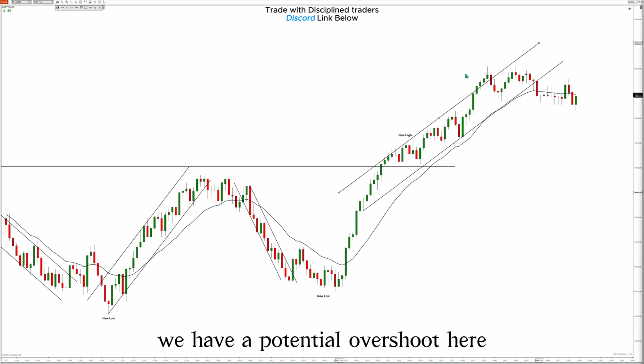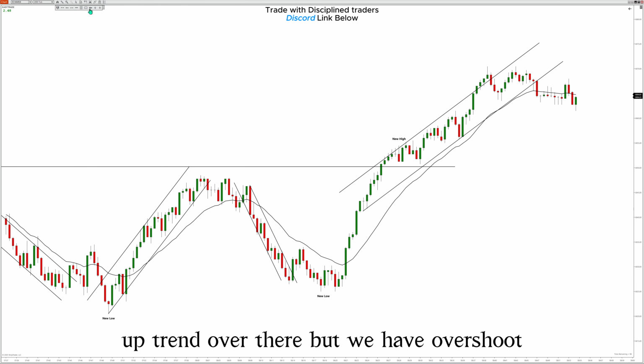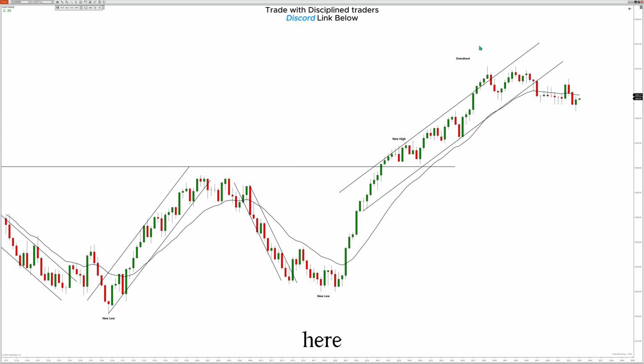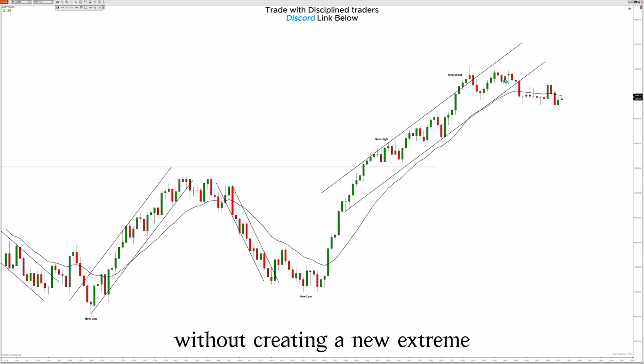Now that I'm looking at it, we have a potential overshoot here. So this is our new high for this wider uptrend over there. But we have overshoot here. And overshoot can lead to complete reversal of the market without creating a new extreme.